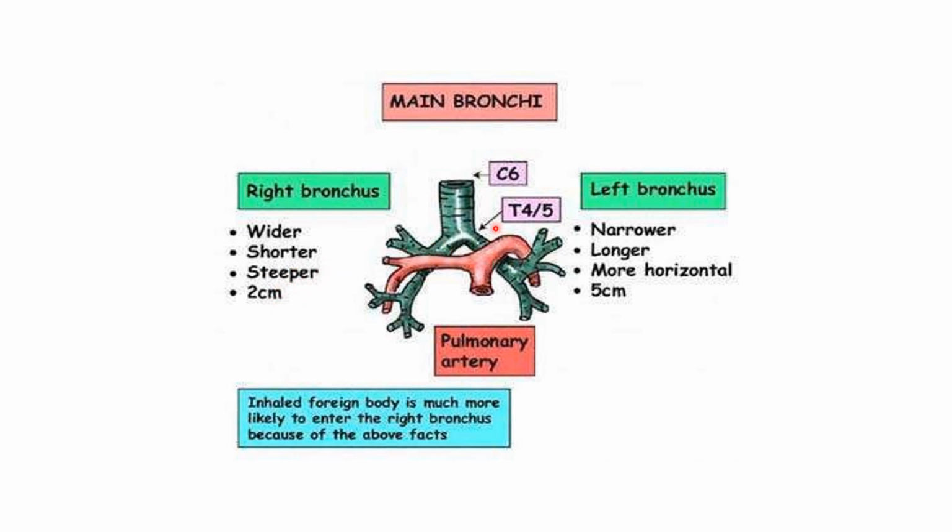Now you can see in this picture, the right bronchus is wider, shorter, steeper, 2 centimeters in length, whereas the left bronchus is narrower, longer, and more horizontal, 5 centimeters in length. Now an inhaled foreign body is much more likely to enter the right bronchus because of the above facts.